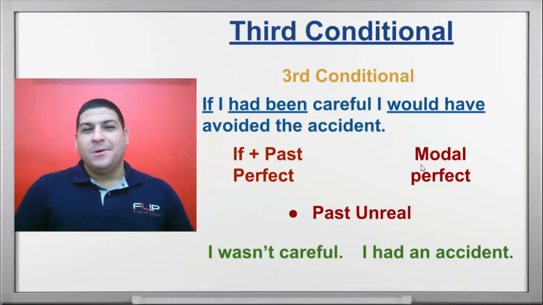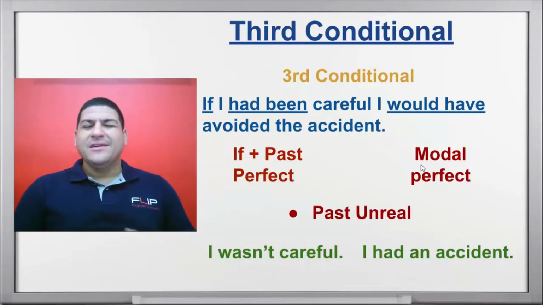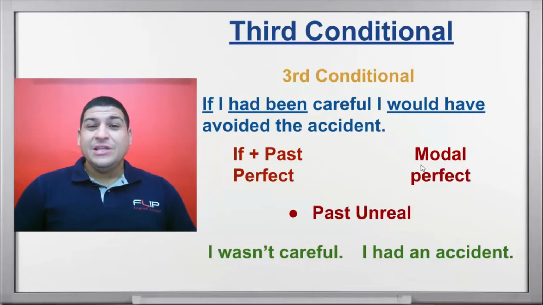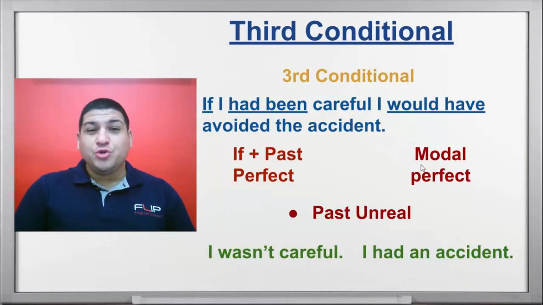Okay? Remembering, guys, you can also use this in different ways, negative ways. For example, if I hadn't been careful, I would have had an accident. What does this mean? Well, I was careful, so I didn't have an accident. So you see, there are different ways you can use this, okay? But the basic construction, the way you build third conditional is if plus past perfect and modal perfect for the other part.